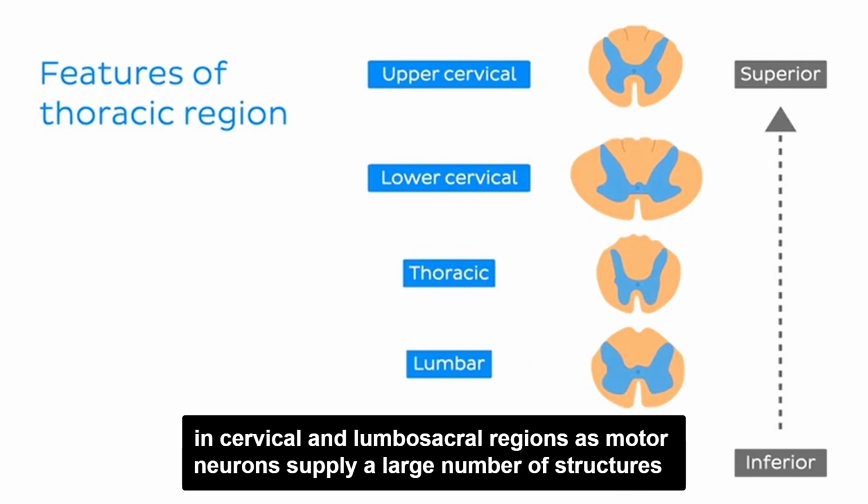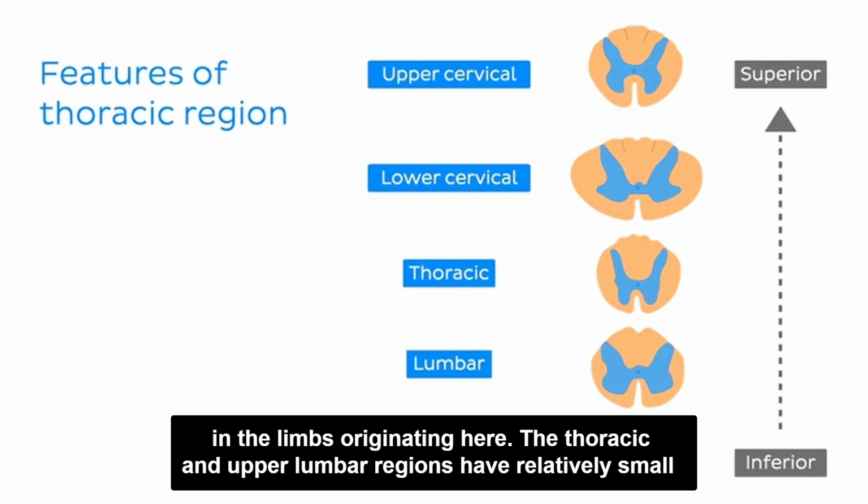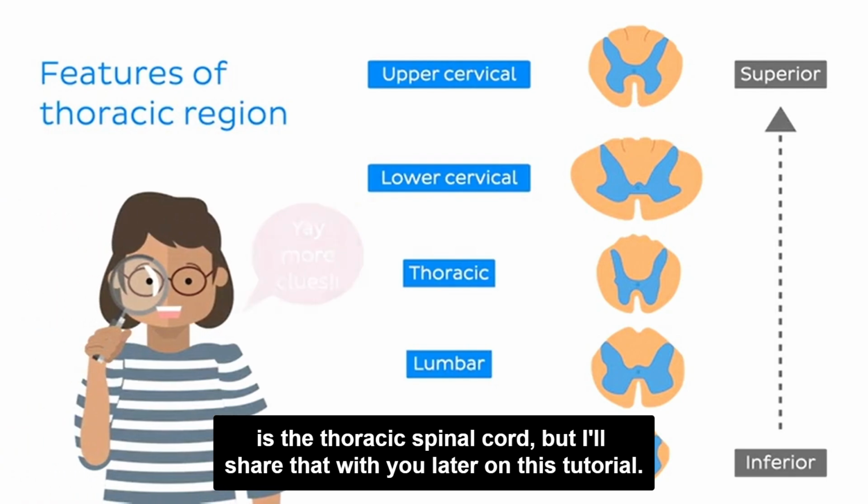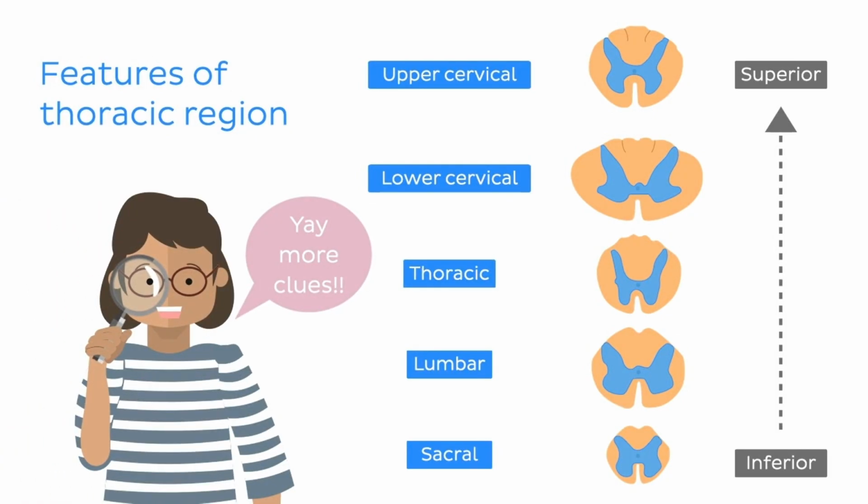Furthermore, the relative amount of gray matter is significantly higher in cervical and lumbosacral regions, as motor neurons supply a large number of structures in the limbs originating here. The thoracic and upper lumbar regions have relatively small amounts of gray matter by comparison. There is another small clue that tells us that this is the thoracic spinal cord, but I'll share that with you later on in this tutorial.